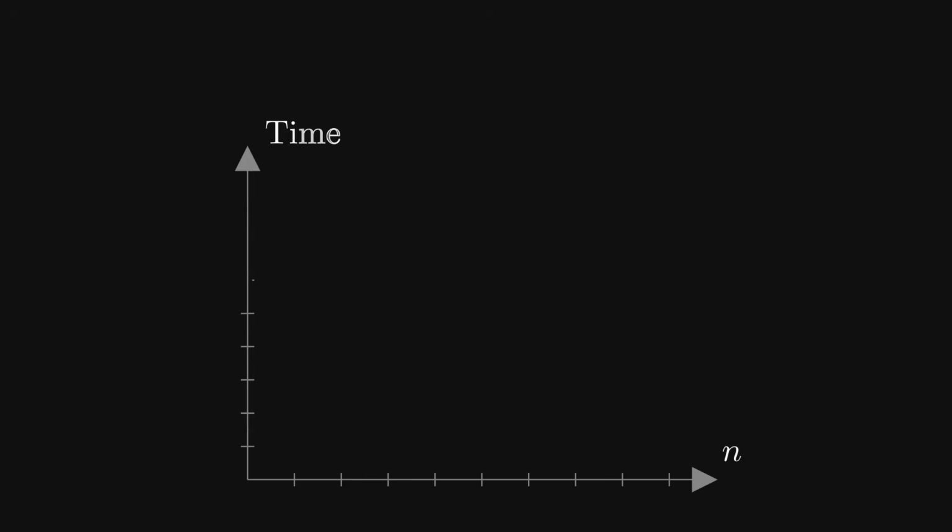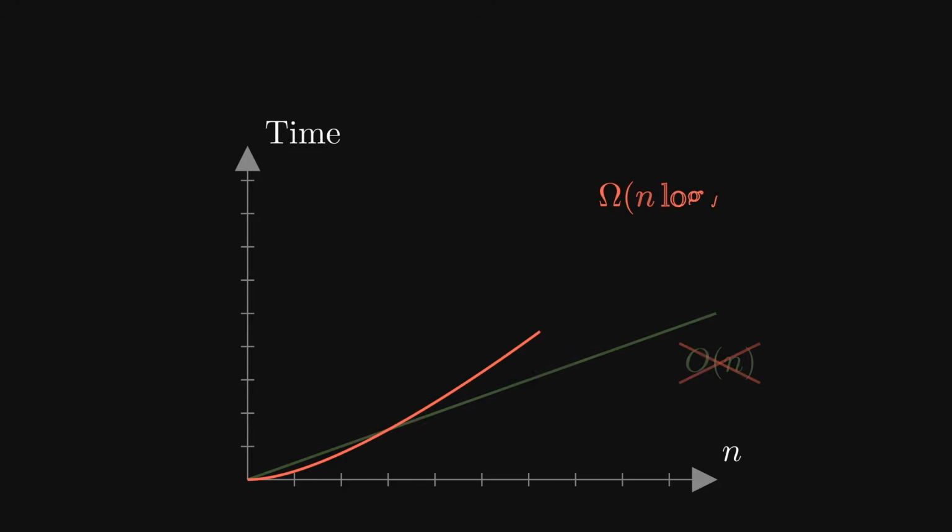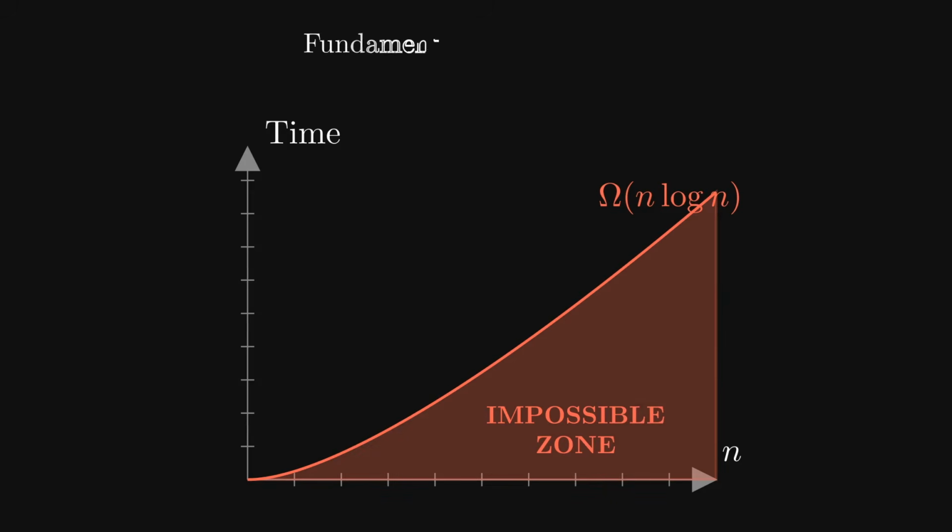This is why a linear comparison sort is impossible. It simply doesn't provide enough information bits to narrow down n factorial possibilities. The shaded region represents the impossible zone. No matter how clever your code is, if you rely on comparing elements, you cannot breach this curve. We haven't just failed to find a faster algorithm, we have proven that one cannot exist.